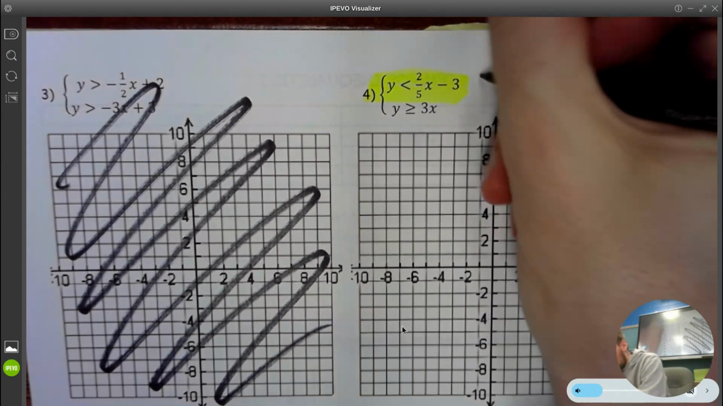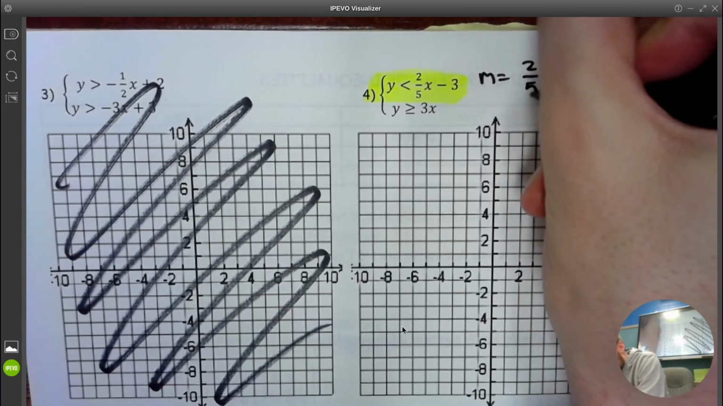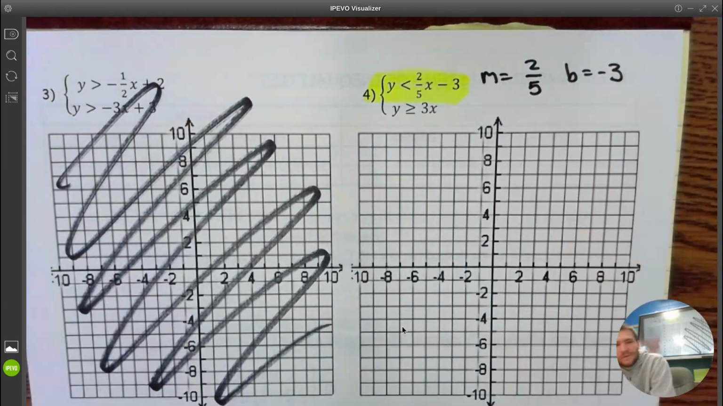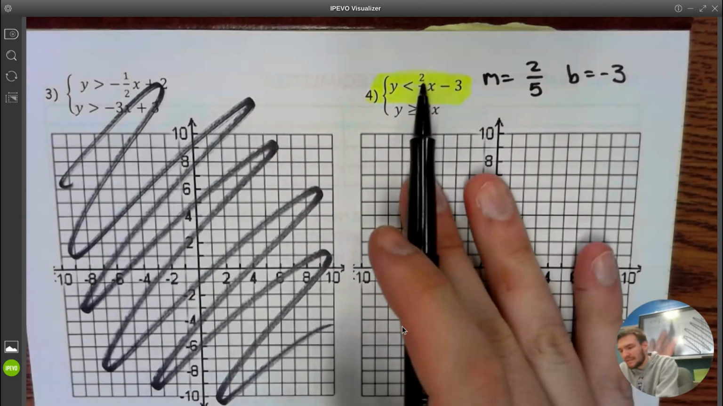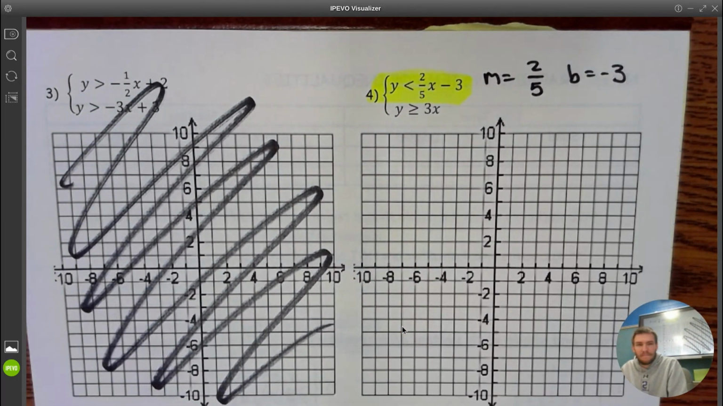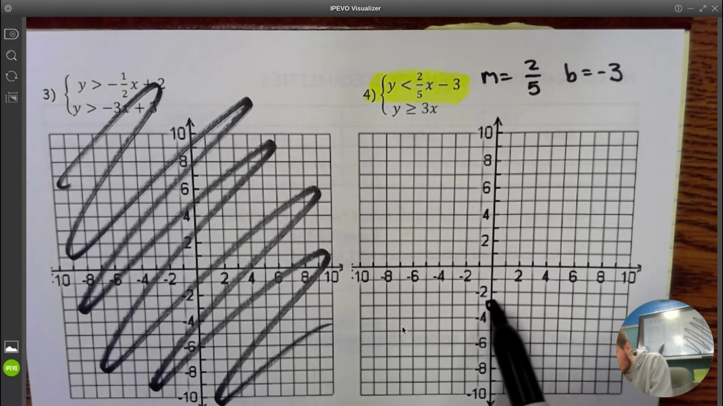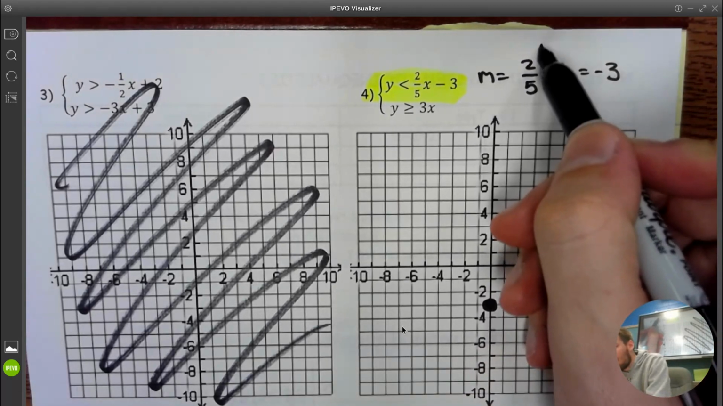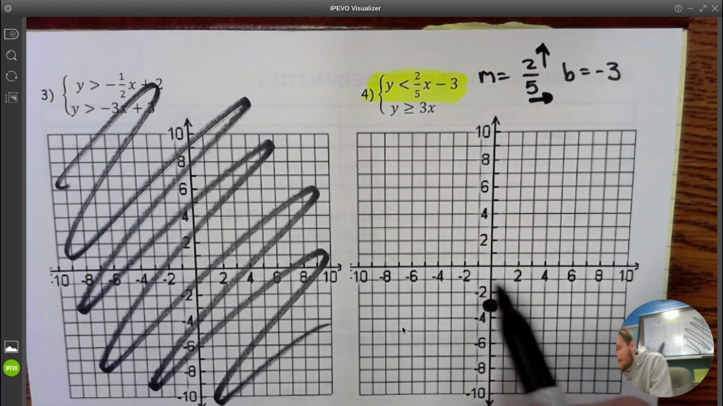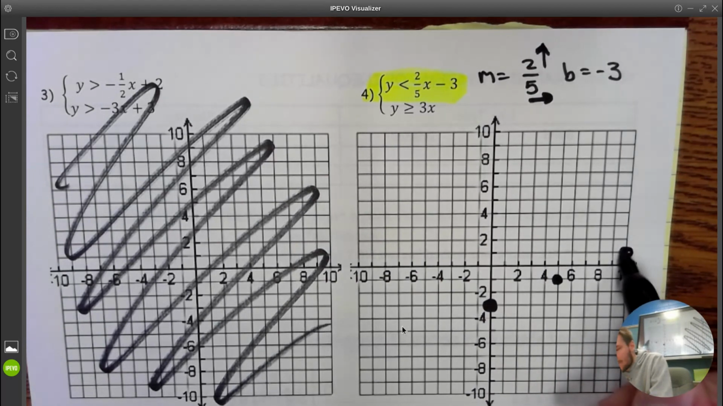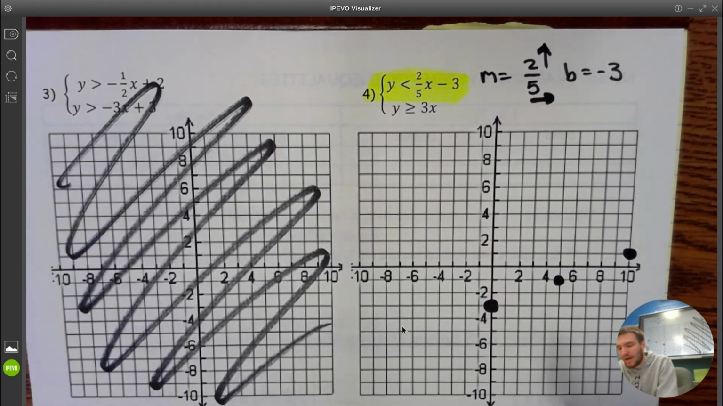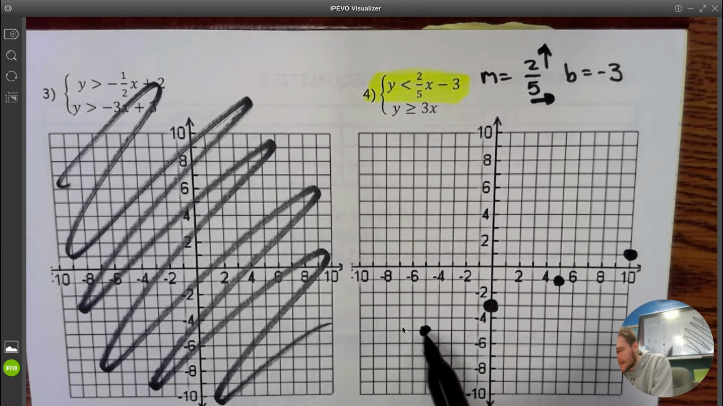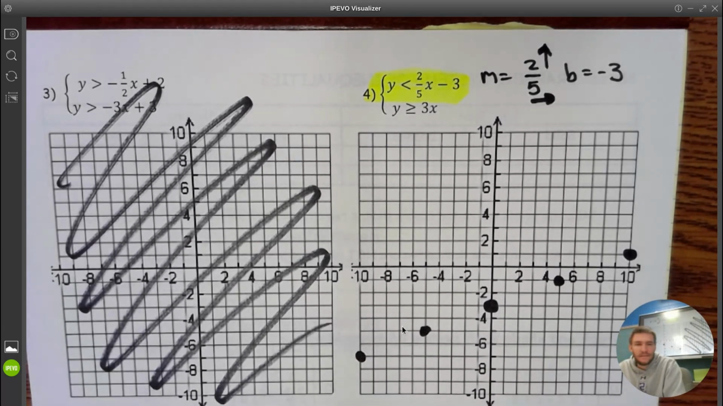So we need the M and the B. 2/5, -3. That does not take very long. Take the M, take the B. Then I'm going to start with the B, -3. I'm going to do the M, which is rise and run. I'm going to be going to the right 5. Rise, run, rise, run. I might even go the other way. Down, left, down, left. And so I got this nice, long line, lots of dots is going to make it easy.